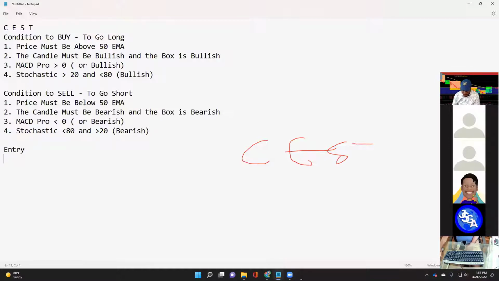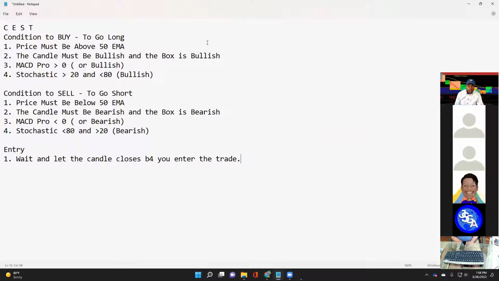Once you have that, then you go to the entry. Number one, wait and let the candle close before you enter the trade. A market can start going down, and you say, oh, I'm entering short. Immediately you enter short, even before that candle closes, you can see the market just go back up. That's why we normally have wicks or tails in our candlesticks. So you wait and let the candle close.